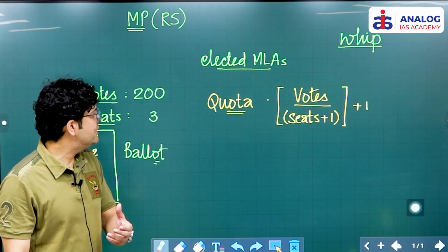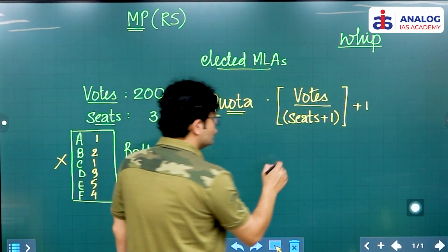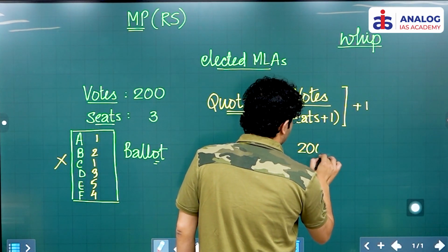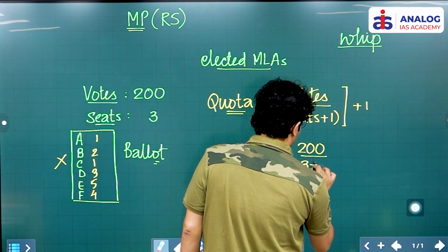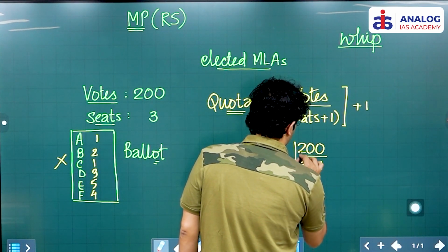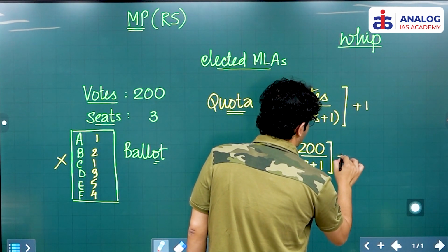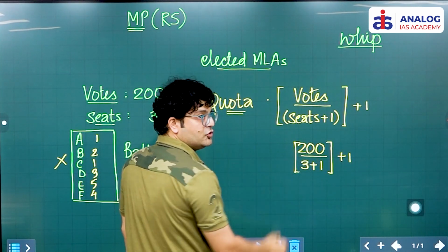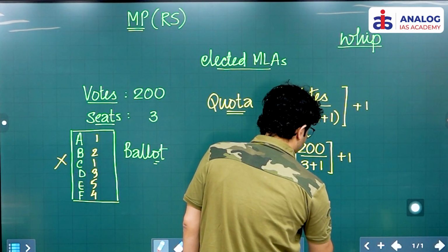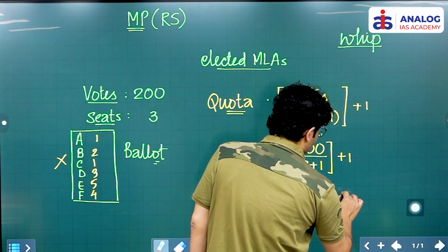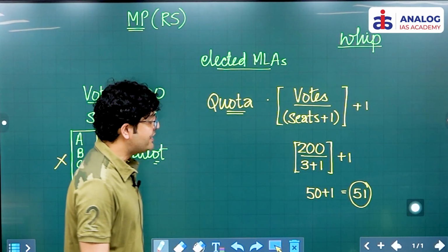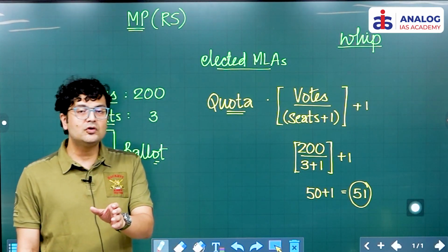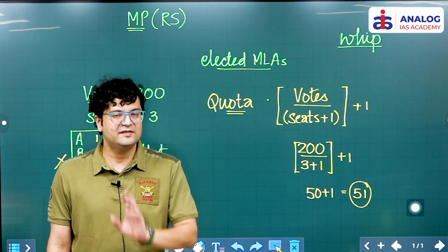So in our example here, votes are 200, and to that we add number of seats 3 plus 1, and to that we also add plus 1. This means 4. 200 divided by 4 is 50, plus 1, which is equal to 51. This means the candidate must get 51 votes to be declared a winner for that seat.